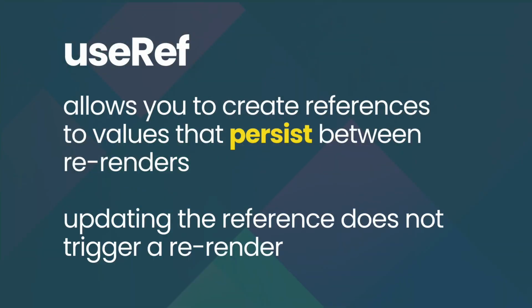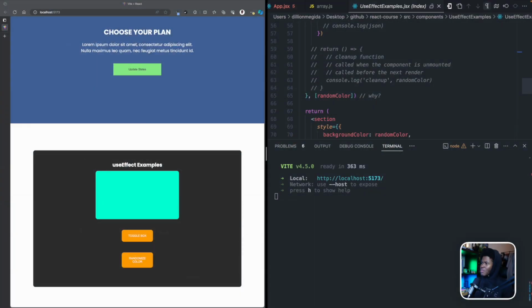Well, first off, what exactly does this hook do? This hook allows you to create references to values that can persist between multiple renders of your components, and updating these references will not re-render your components. What exactly does this mean? Okay, let's see some examples.